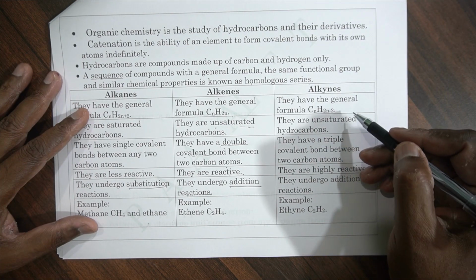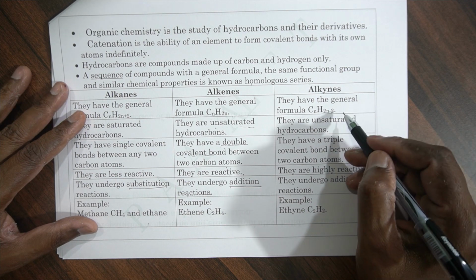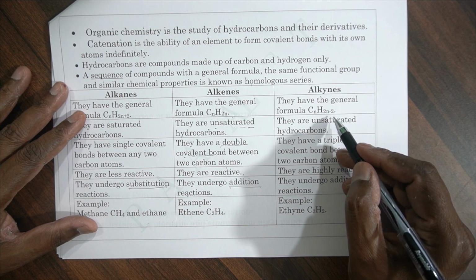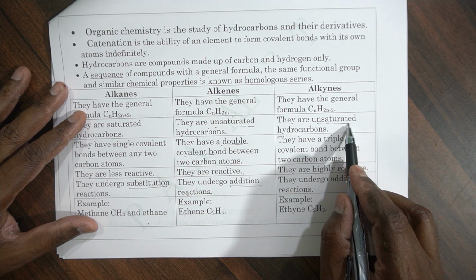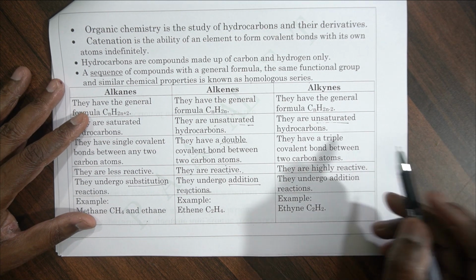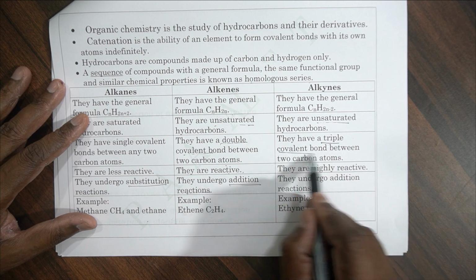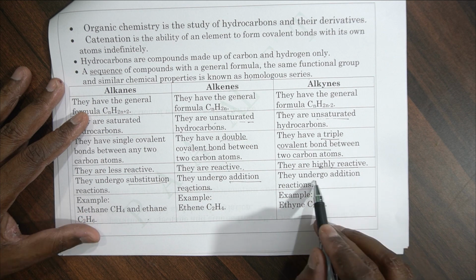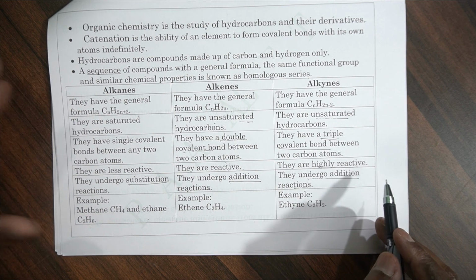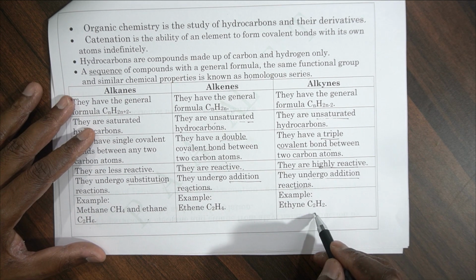Then alkynes is a third series of hydrocarbons, which is another homologous series, CnH2n-2. They are also unsaturated due to lack of sufficient number of hydrogen atoms. They have a triple covalent bond between two carbon atoms, highly reactive because they are highly unsaturated. They undergo addition reactions in 2 steps. And example is ethyne.